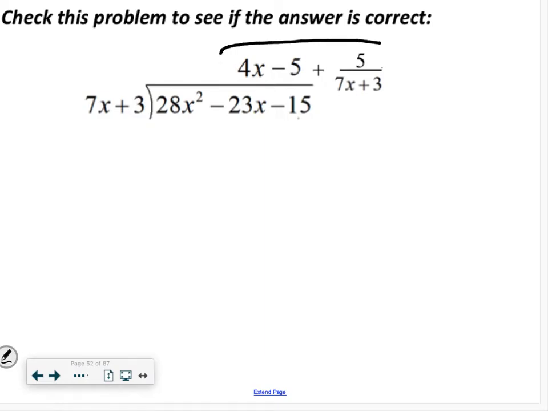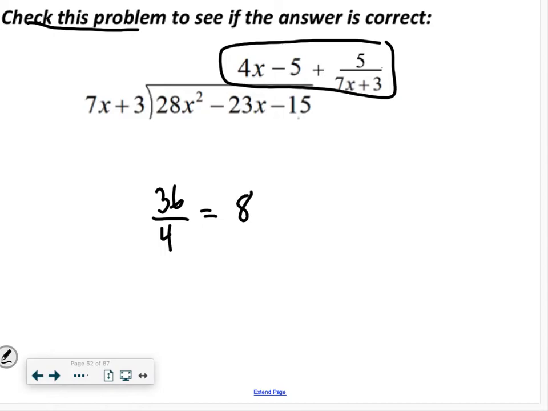And then if you do long division and you get an answer, remember you can always check by multiplying. You check division by multiplying. For example, is 36 divided by 4 equal to 8? Well, let's check by multiplying. Is 36 equal to 8 times 4? No. I can multiply these to check that. I'm basically just solving for this, multiplying both sides by 4.